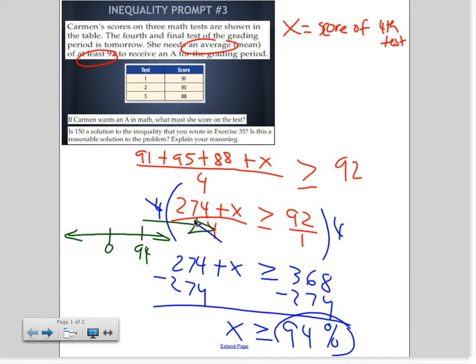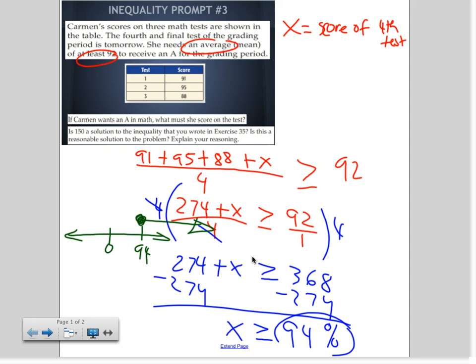Open or closed? Why? Why open? Why not closed? Are you telling me that we don't include 94? So ask yourself that question. Do we include or do we not include? Include means closed, right? When you say I don't include, then you open. In this case, it has to be closed. Questions so far? And that's how we graph our inequality.